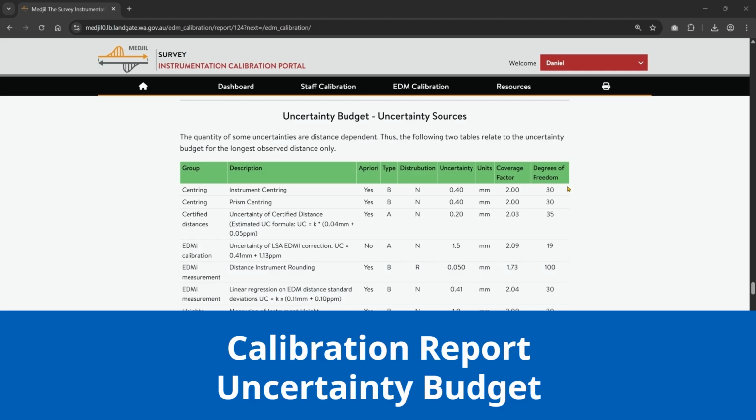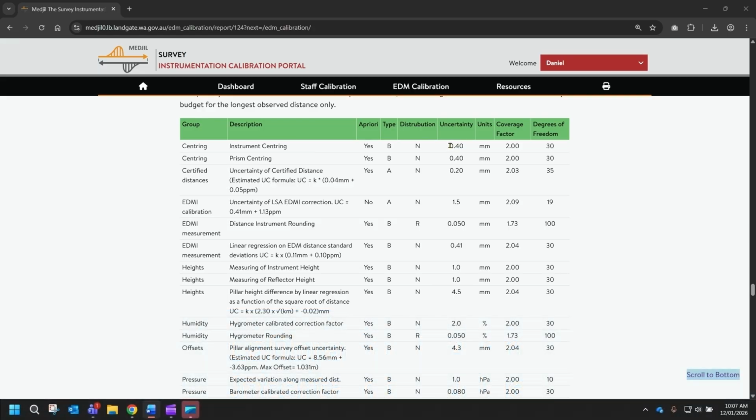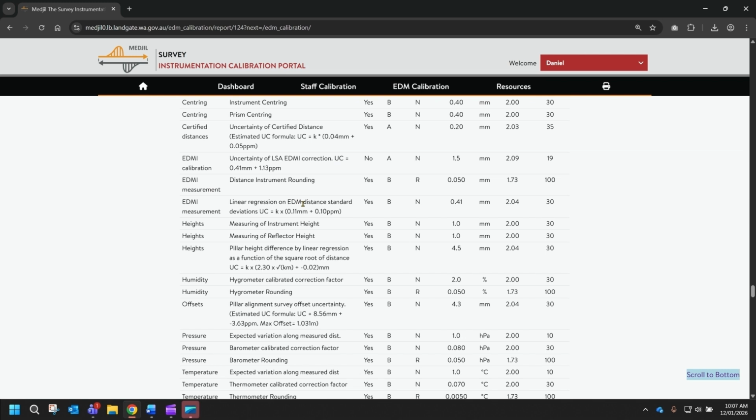Then we have a little bit more information about the uncertainty budget and the uncertainty sources. Some of these are set in the uncertainty budget, and some of these are calculated on the fly. Certified distance here has a formula that is used to calculate these uncertainties. The EDMI calibration, once again, has a formula here. So this is dependent upon your data, but some of the other ones here are not dependent on your data.